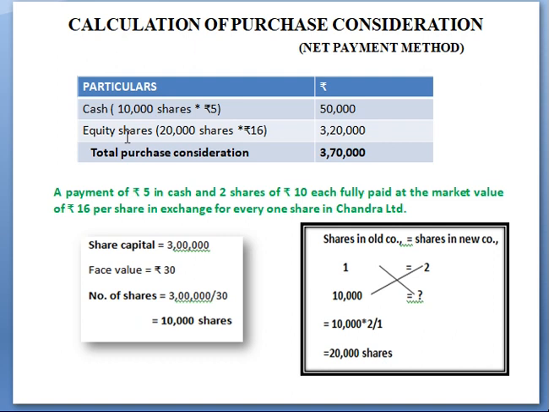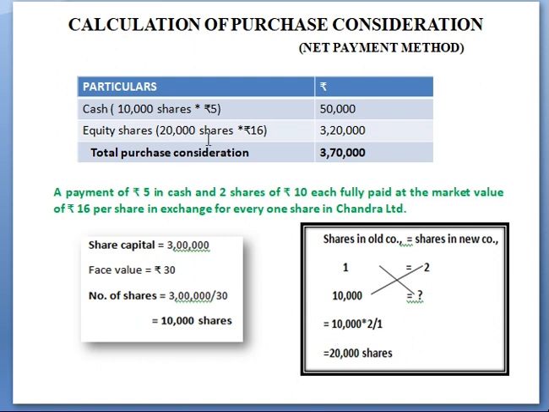You will get 50,000 rupees. That is 10,000 shares into rupees 5. And next is the 2 shares of rupees 10 each in exchange for every 1 share in Chandra Limited, which means if you hold 1 share in Chandra Limited, you will get 2 shares in the new company, right? See here, shares in the old company equals shares in the new company. If you are holding 1, you will get 2 in the new company. And what is it for the 10,000 shares? Just do the cross multiplication. 10,000 into 2 divided by 1. You will get 20,000 shares.